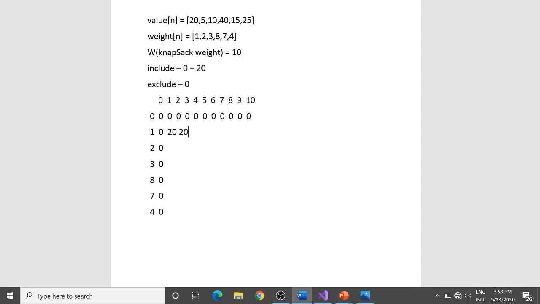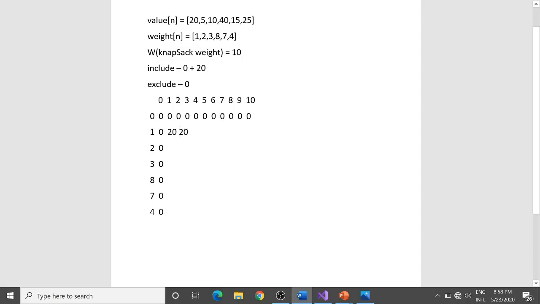What does this 20 signify? This 20 signifies that if I have a weight of 2 which my knapsack can hold, and I have a single element with me, so the maximum value I can make out of it is 20. This 20 signifies that thing.